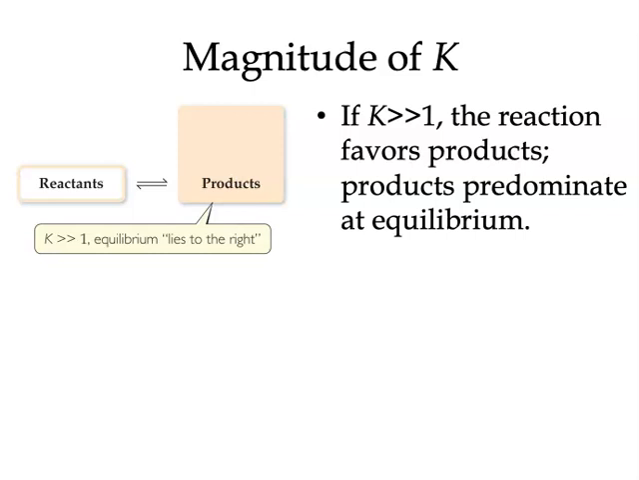So when I say that K has to be big for this to be true, I'm usually talking about something like 10 to the third, so 1,000 or greater magnitude. If it's really, really big, essentially you have almost all products. And so if you have a K much, much greater than one, you say equilibrium lies to the right, or equilibrium lies towards products. And so just quickly looking at the measure of K gives you a pretty good idea of whether you are talking about an equilibrium reaction, or something that's almost all in the forward direction.